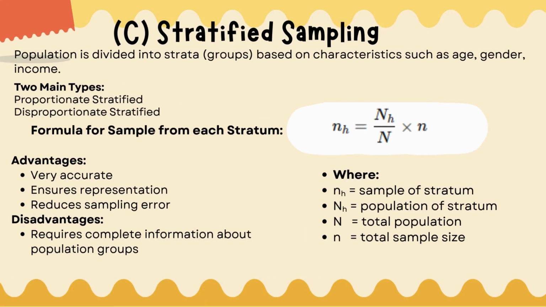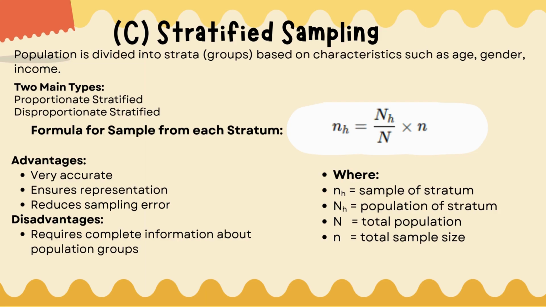Stratified sampling. Stratified sampling requires the population to be divided into non-overlapping subgroups or strata based on characteristics like age, gender, or income. The formula for determining the sample size, nh, for each stratum is used to ensure representation. Here, capital Nh is the stratum population, capital N is the total population, and small n is the total sample size.